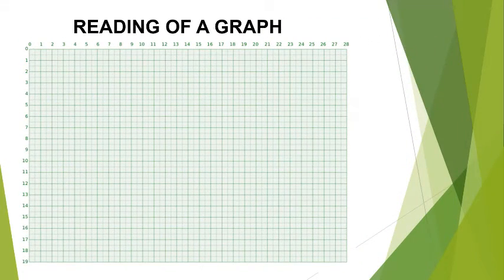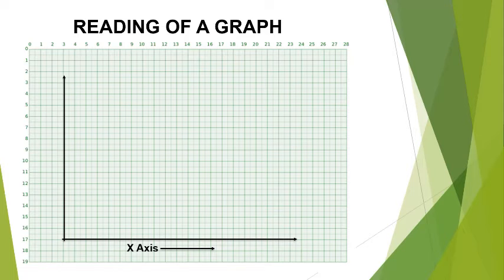Before drawing the bar graph, let's first understand the reading of a bar graph. This is a picture of a graph. This is the horizontal axis and is known as x-axis. This is the vertical axis and is known as y-axis. Now we see on a graph that some lines are of dark color and some lines are of light color. Any two dark lines are at a distance of 1 centimeter. Okay, so we can say that one block is equal to 1 centimeter.